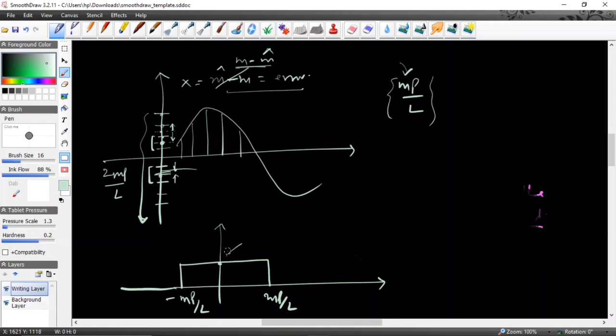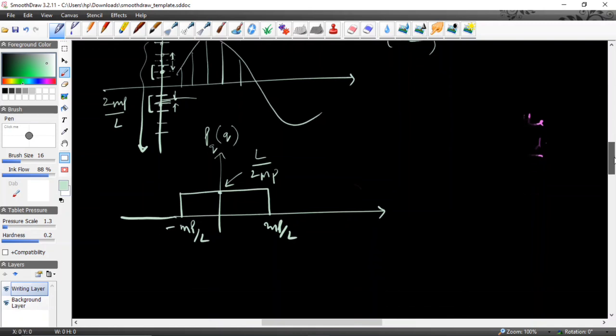and definitely this amplitude, because the area is 1, has to be L divided by 2 MP. So that the area of this PDF is 1. So this is what I call p of x of x, or I can say it as p Q of q. This random variable can be taken as q because it is related to the quantization noise.